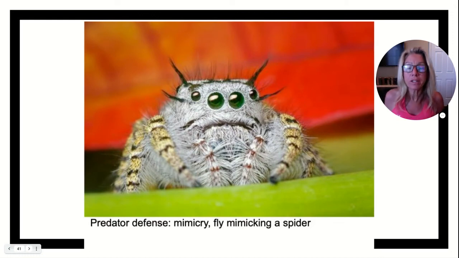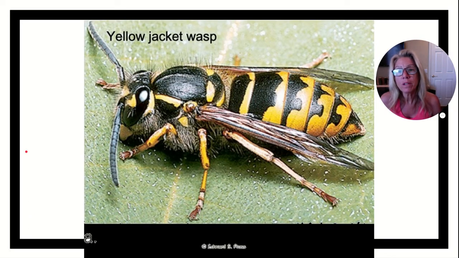All right, another predator defense is mimicry. So this is a fly trying to look like a spider. And so any predator might think, oh, it could bite me or something like that, and so they don't eat that fly. And it actually moves just like a spider as well. So when we look at a yellow jacket here, it has the coloration, but who else has this coloration, right? Wasps and bees and bumblebees, that same black and yellow color. And this kind of increases the learning curve not to eat that type.